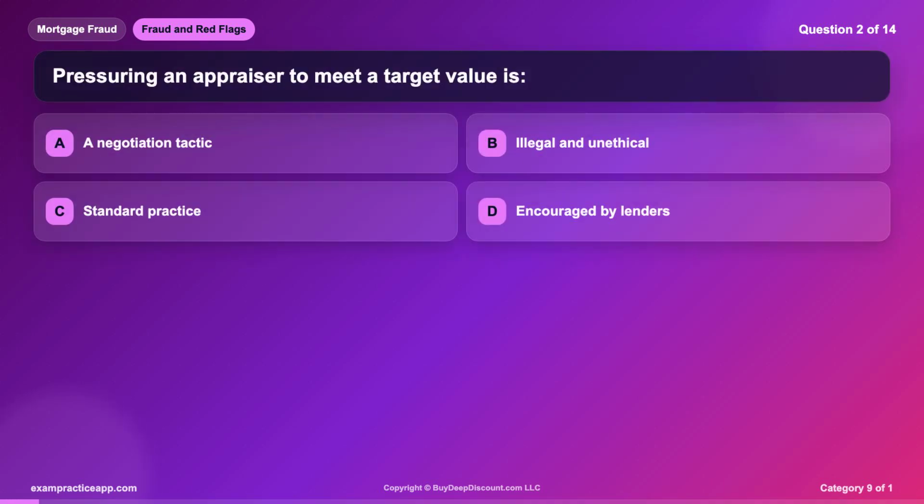Question 2. Pressuring an appraiser to meet a target value is option A, a negotiation tactic. Option B, illegal and unethical. Option C, standard practice. Option D, encouraged by lenders. Take a moment to choose your answer. The correct answer is option B, illegal and unethical. Explanation: appraiser independence is legally required.